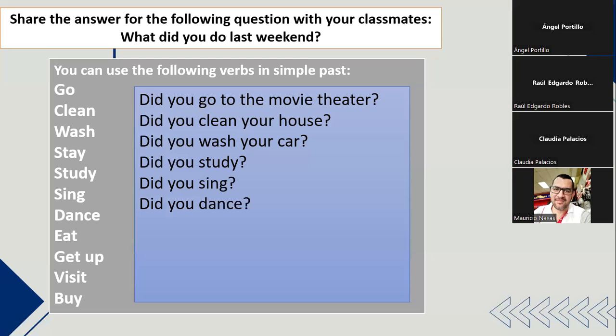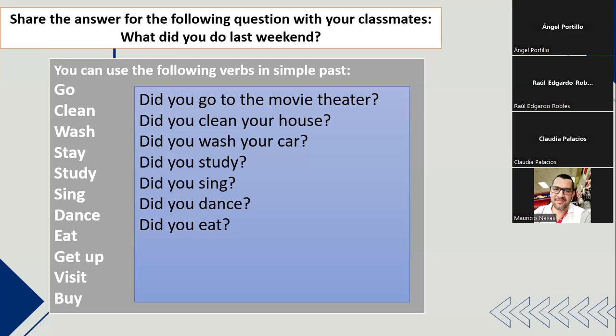Great. Did you dance last weekend? Mauricio, did you dance last weekend? No, I didn't. Carmen, did you dance last weekend? Yes, I did. Okay, excellent. Ángel, le toca preguntarle a los siguientes compañeros.